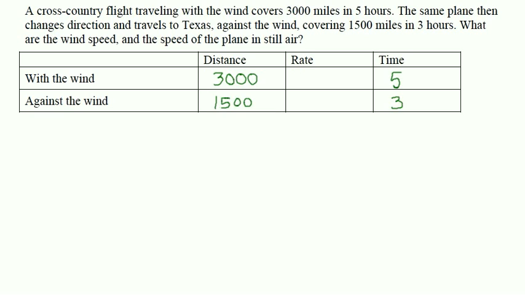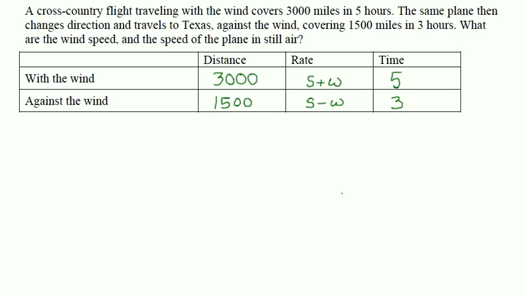So using the variable definition that we just explained above, we're going to have W as our wind speed and S as the still air speed of the plane. When we're going with the wind, we go S plus W for our actual speed. And when we go against the wind, we go S minus W for our actual speed.